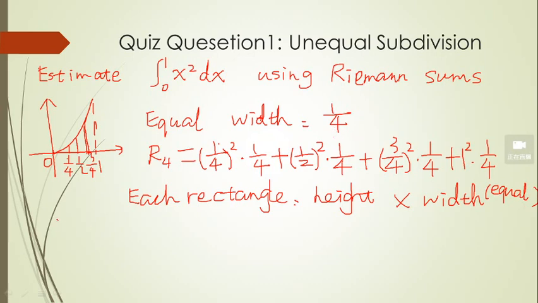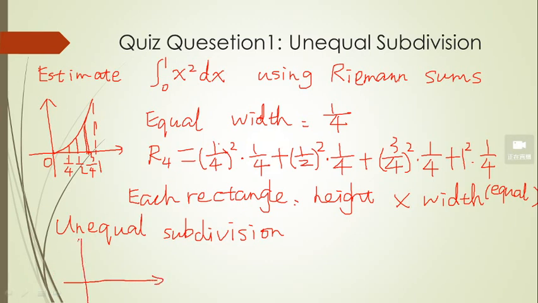How about the unequal subdivision? Unequal case. Unequal subdivision means here from 0 to 1, okay? It's the same case, but it's not 4 equal weights rectangles. From 0 to 1.